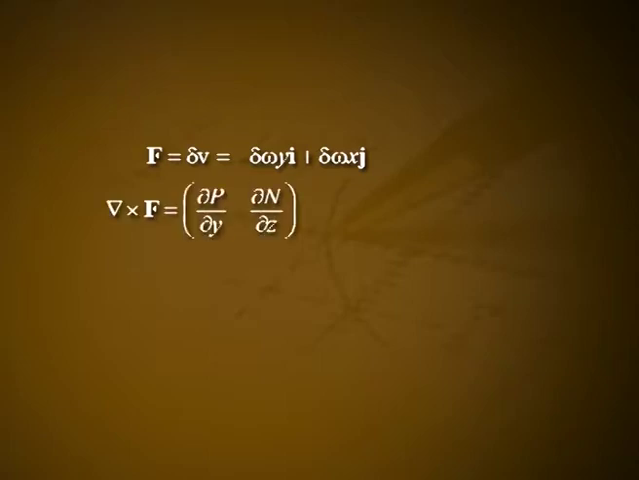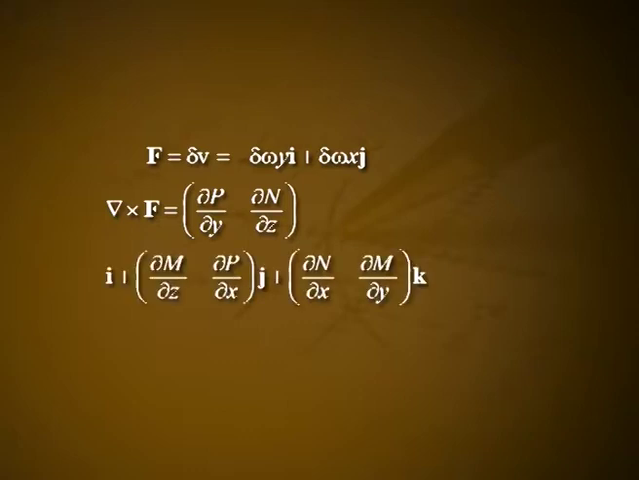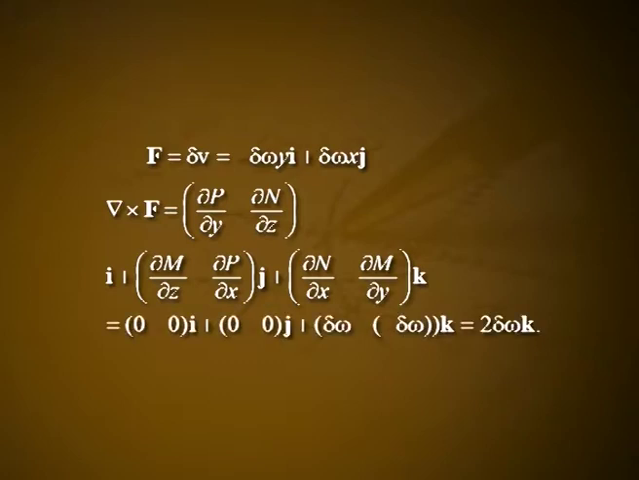Solution. With F = δv = -δωy i + δωx j, del cross F is equal to (∂P/∂y - ∂N/∂z) i + (∂M/∂z - ∂P/∂x) j + (∂N/∂x - ∂M/∂y) k, which is equal to (0 - 0) i + (0 - 0) j + (δω - (-δω)) k, which is equal to 2δω k.